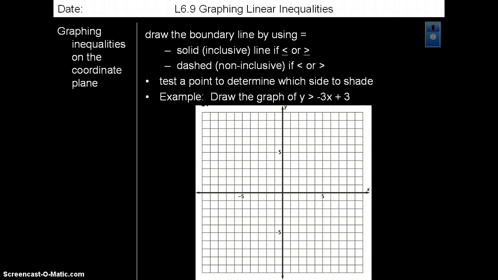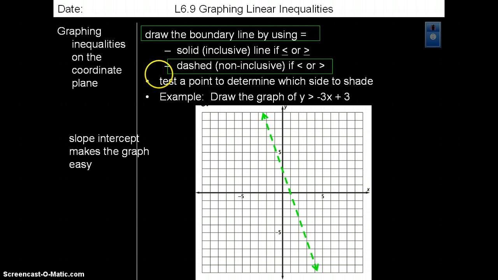We are asked to graph the inequality y is greater than negative 3x plus 3. As we get ready to draw our boundary line, we can see that the boundary line will be a dashed line, non-inclusive, based on this greater than symbol. When we draw the boundary line, the slope-intercept form makes the graph pretty easy to complete.